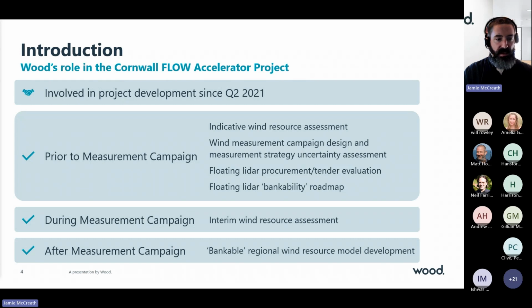We also helped with some of the LiDAR procurement and tender evaluation prior to the LiDARs being procured and deployed. And we also looked at developing a bankability roadmap. So that comes back to the bankability and suitability of this analysis to underpin an energy yield assessment that's suitable for financial appraisal.